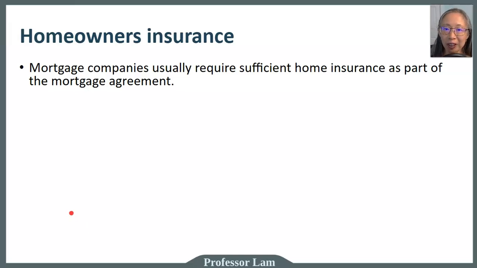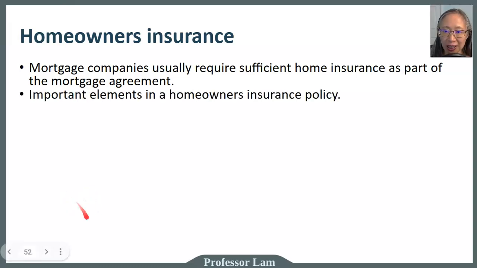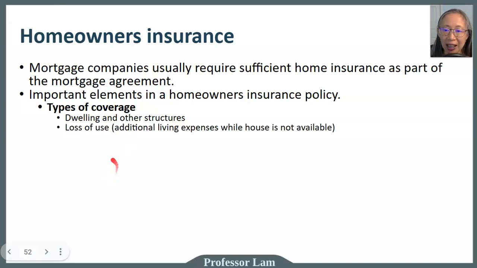There are three important elements to watch out for in a homeowner's insurance policy. The first is the type of coverage. This means what is covered. So dwelling and structures, this is the structure of the home. Second is loss of use. This is when your house is not available, whether or not they will pay for you renting a hotel or another apartment.